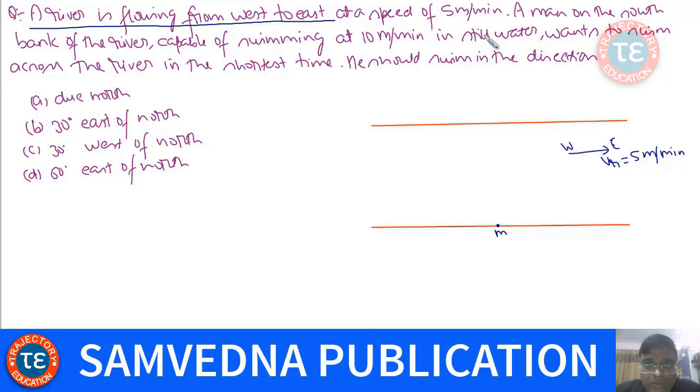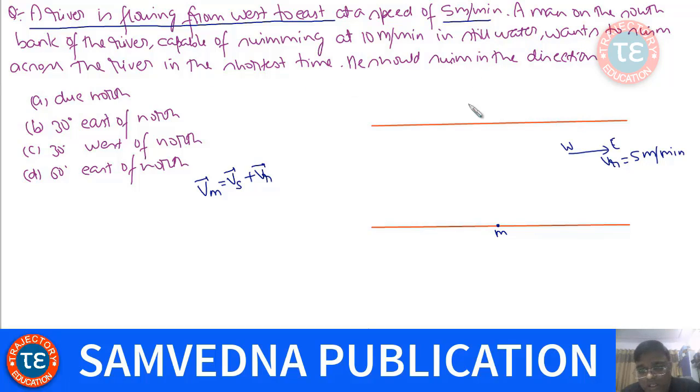So again, when the man swims, he can swim at 10 meter per minute. But his net velocity will be 10 meter per minute plus the velocity of the stream, which he is going to inherit. Everything in the river is going to inherit the velocity of the river. So the net velocity of the man would be the velocity of the man in still water, let's call it Vs, plus the velocity of the river. And the velocity of the river is fixed. This is 5 meter per minute.